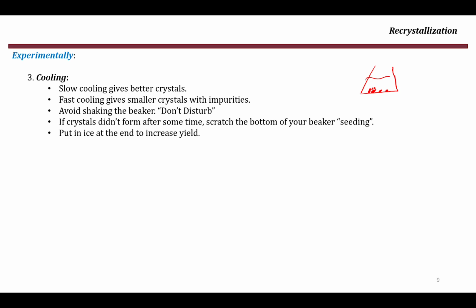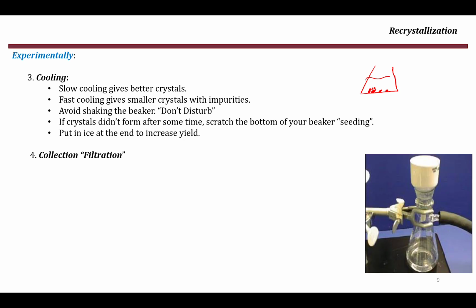Once the crystals are formed, in order to increase the yield of the recrystallization process, you can put the beaker or the Erlenmeyer flask or whatever flask you are using in an ice bath to increase the yield. The fourth step is the filtration step. Once your crystals are formed, you have to filter them to separate them from the solvent which contains the impurities. We usually use vacuum filtration.